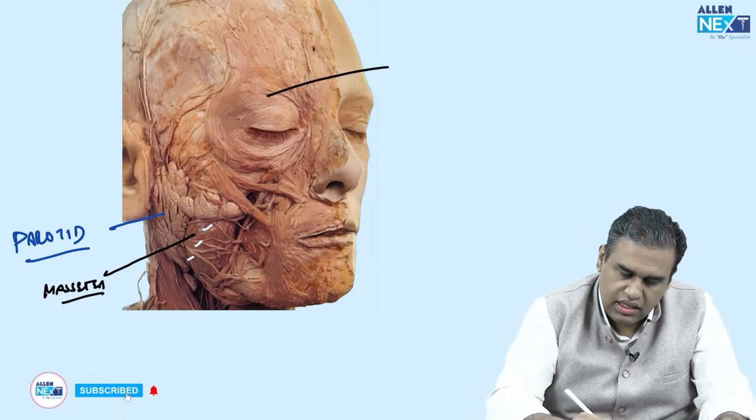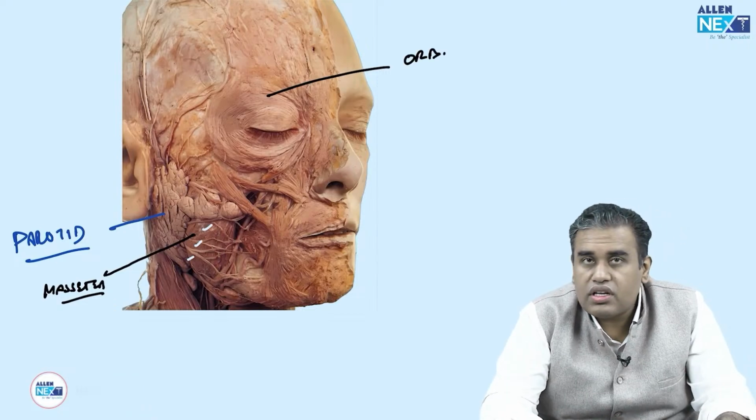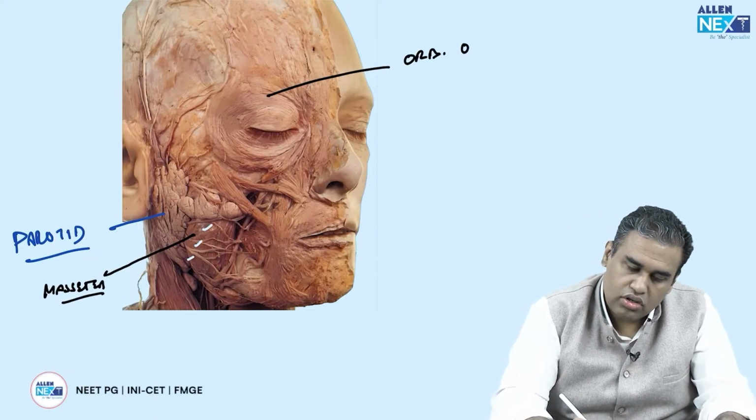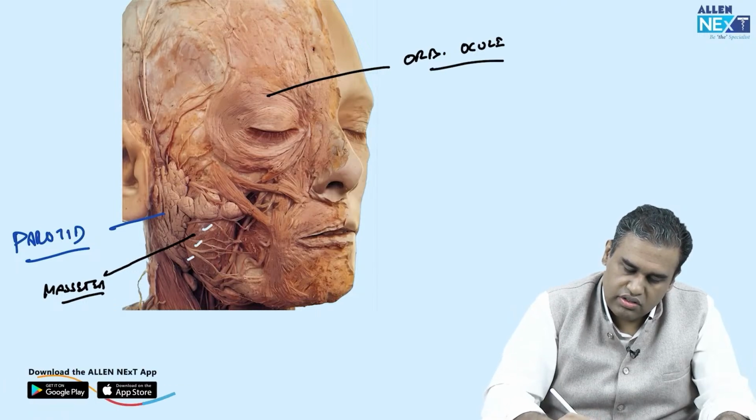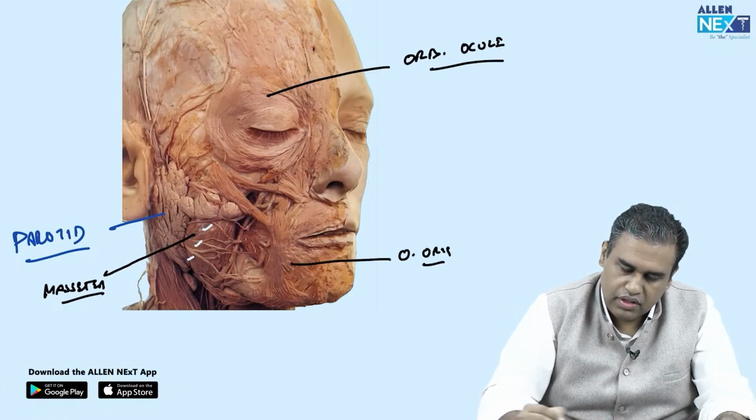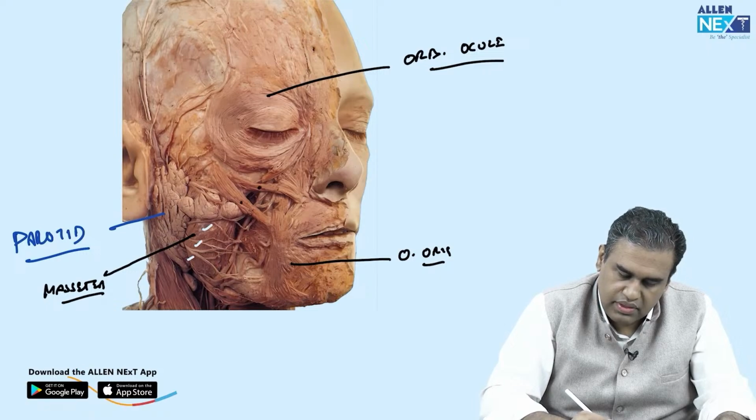For example, एक दो देख लेते हैं. ये important muscle है. Orbicularis क्या है? Oris है या oculi है? This is orbicularis oculi. Oris होगा मुंह के चारों तरफ. This will be orbicularis oris. ठीक. And these are all zygomaticus major minor.